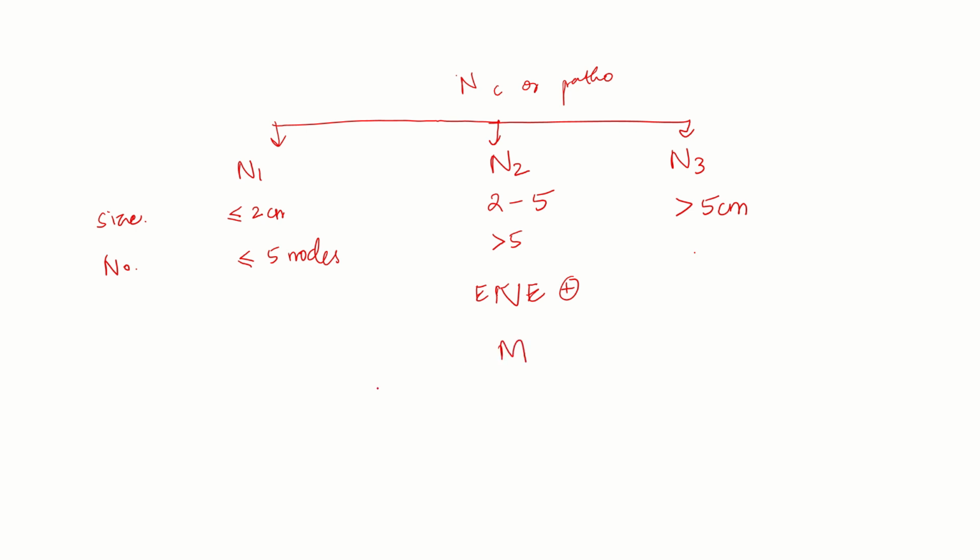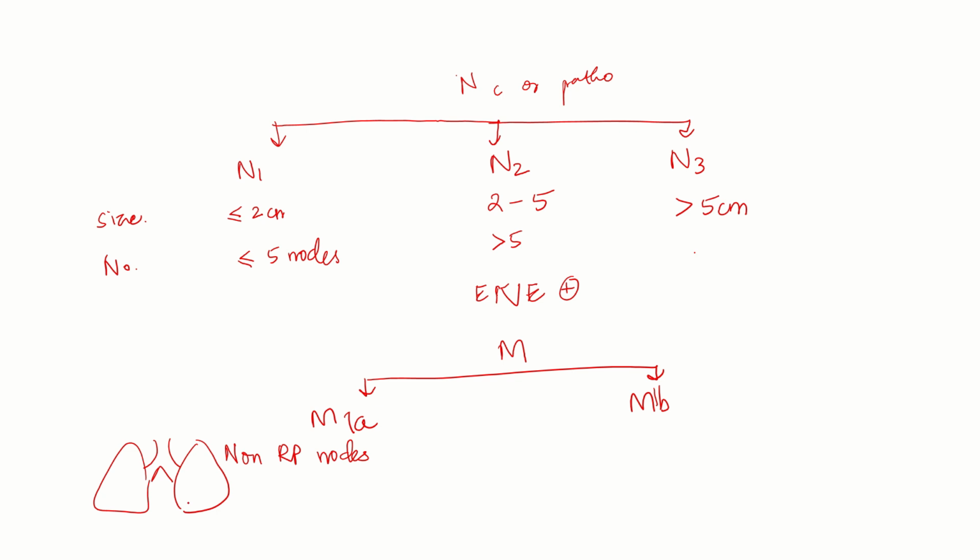Coming to the M staging, it is divided into M1A and M1B. M1A is non-retroperitoneal lymph nodes, that is non-regional nodes, or presence of pulmonary metastasis. As we know, the cannonball metastasis. M1B is non-pulmonary metastasis, that is brain or bone metastasis.